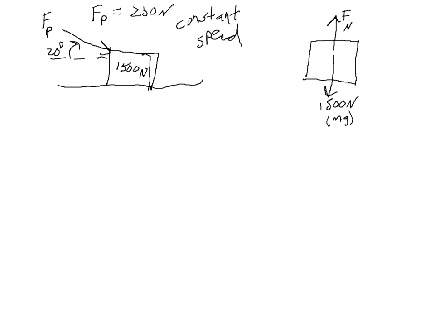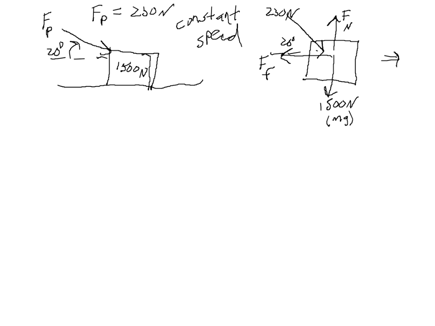We have the force of the push, which is at an angle of 20 degrees and has a magnitude of 230 newtons. And finally, we have friction, which opposes the motion. Since the box is going to the right, then friction will be pushing back to the left.